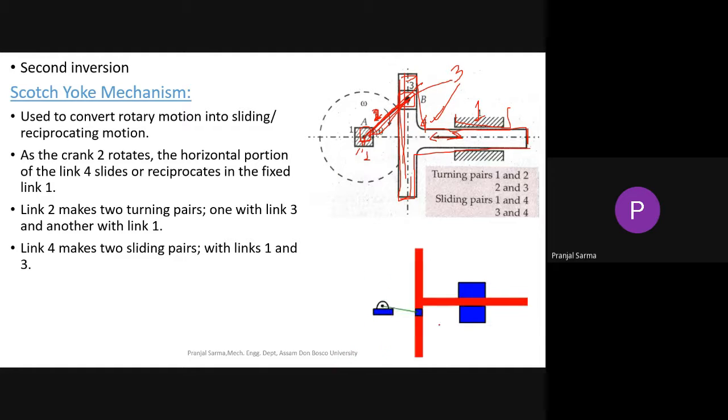So here you can see in this figure, this rotating green portion is acting as crank 2. And due to this particular configuration of the T, we have got slots here.